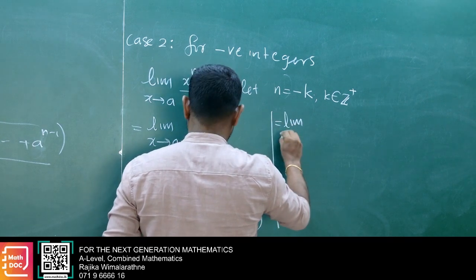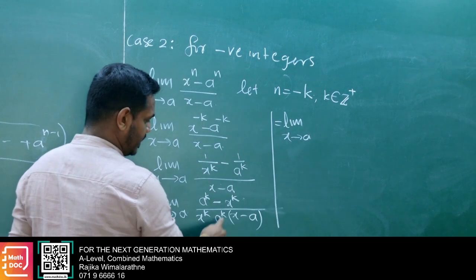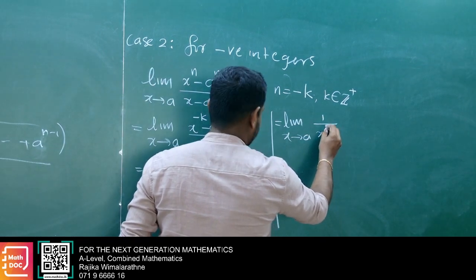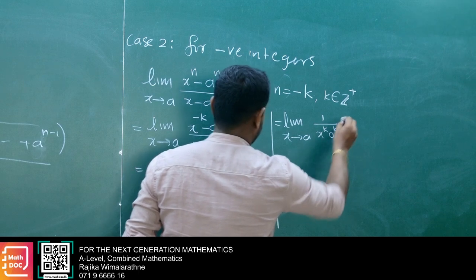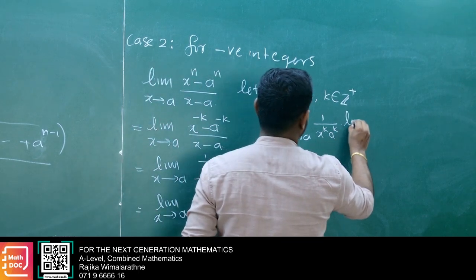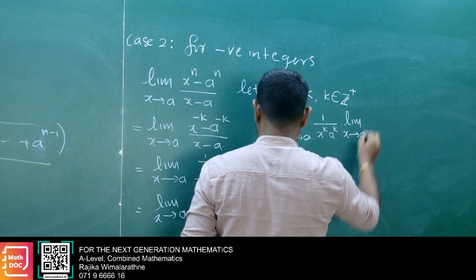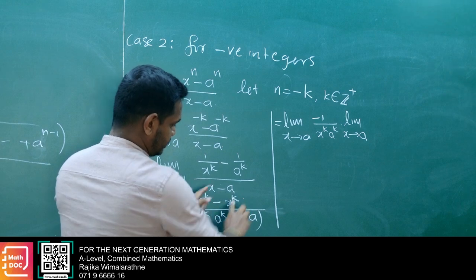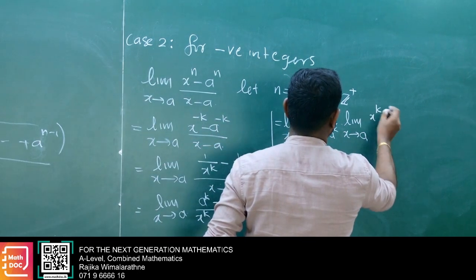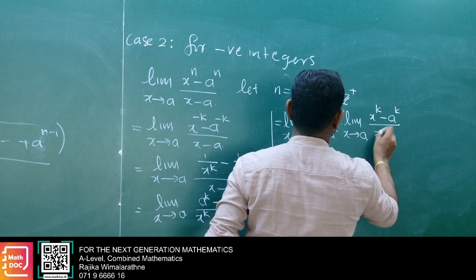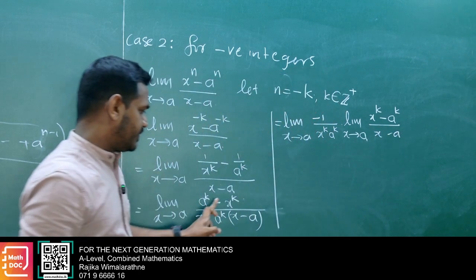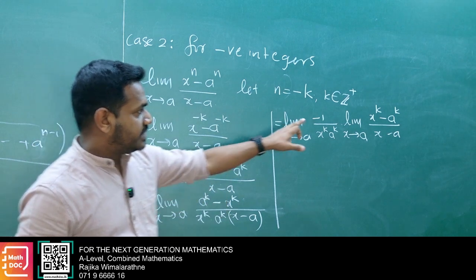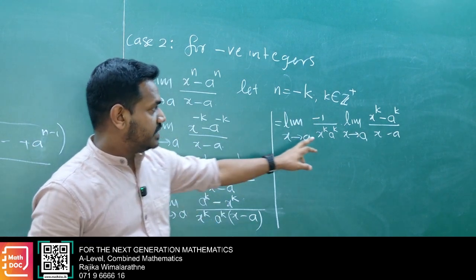Limit x goes to a. So I'll rewrite, separate this part. 1 over x to the power k, a to the power k, into limit x goes to a, change the minus outside, put minus here, and interchange these two. X to the power k minus a to the power k over x minus a. Interchange these two and change the sign, and in the denominator, this part you separate.